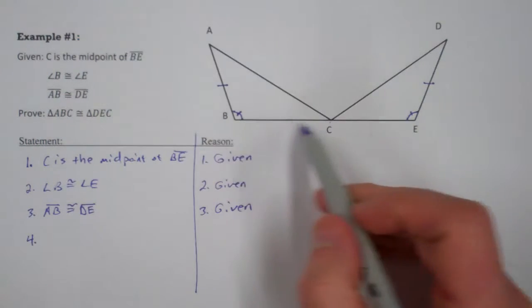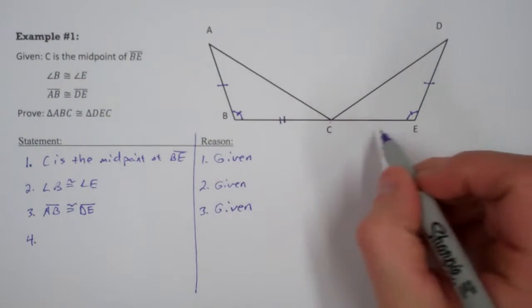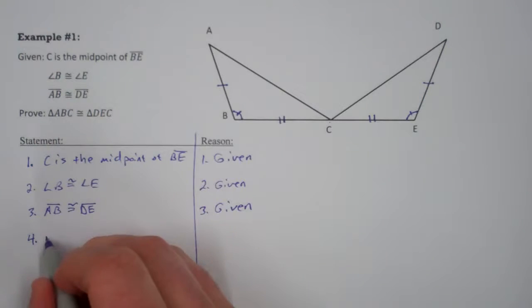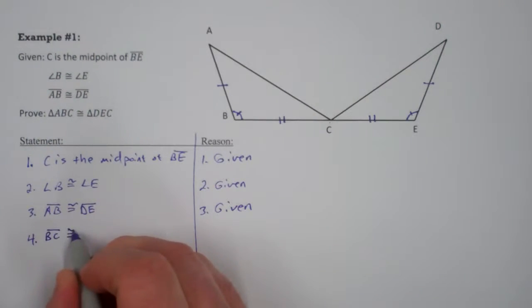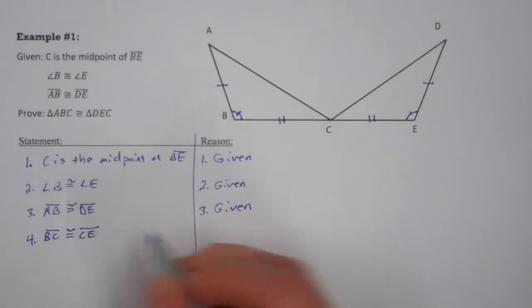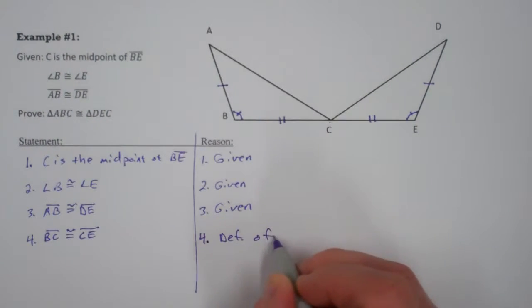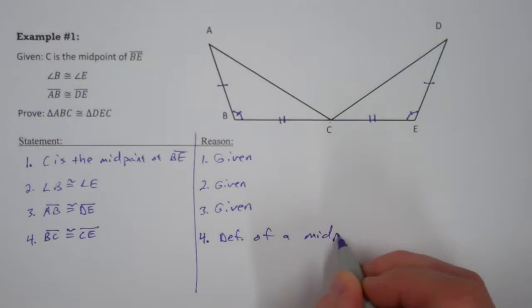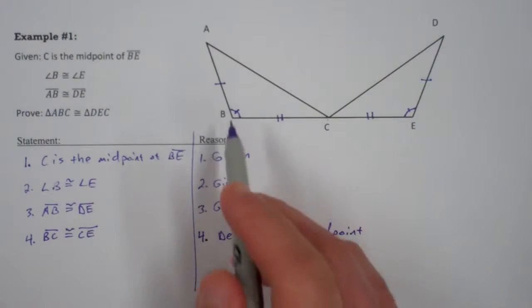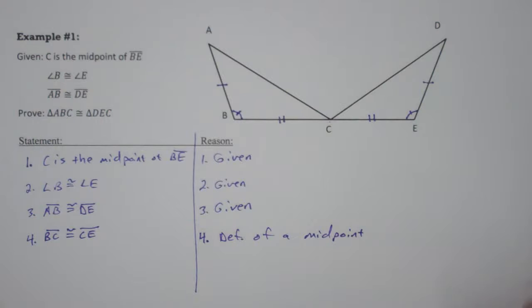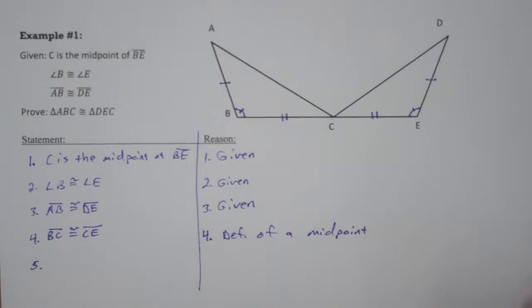Well, if C is the midpoint of BE, it means that BC must be congruent to CE. So that'll be our statement, BC is congruent to CE. And that's just the definition of a midpoint. Now we have side angle side between these two, and we are allowed to make our congruence statement.